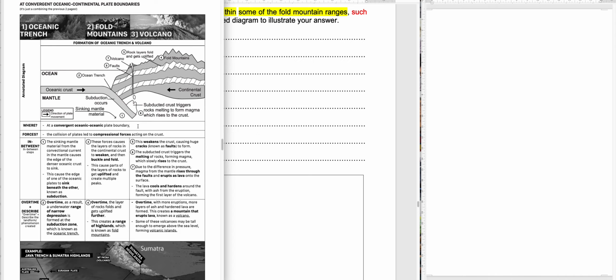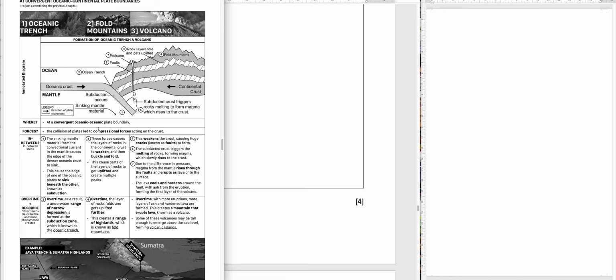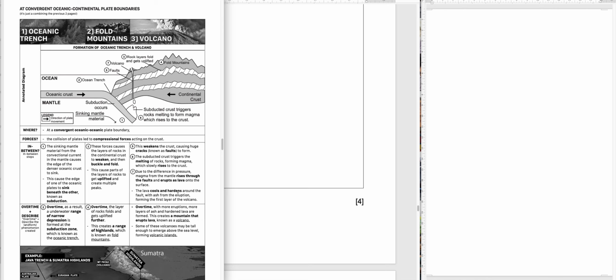These are the steps that you need to mention. 4 marks means 4 steps: 1, 2, 3, 4. Basically, where is it found? What causes the faulting, the weakness, and then it will rise and form the volcano. You can refer to page 14 of your notes.